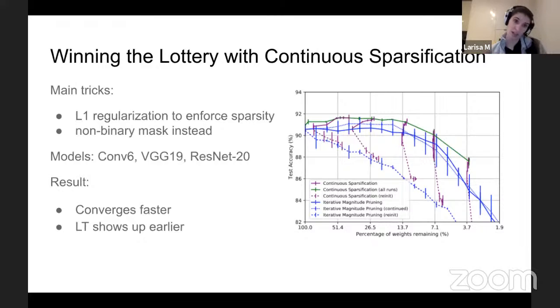And additionally, they tried to use a non-binary mask. And this mask helped them to find more important and less important weights more efficiently. This approach actually converges faster, and the lottery ticket shows up earlier in comparison with the original paper. And the interesting thing, if we look at the plot, is that iterative magnitude pruning, this is the original lottery ticket approach here, this solid blue line, you can see that continuous sparsification shows much better performance during pruning.